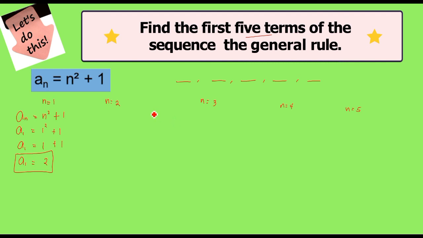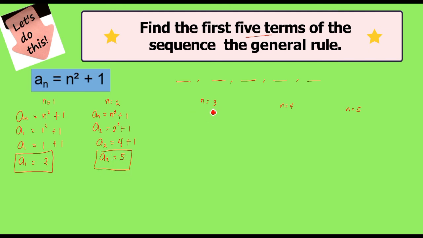Okay? Next, when n equals 2. So, given a sub n equals n squared plus 1. So, a sub 2 equals 2 squared plus 1. Ibig sabihin, 2 times 2. So, a sub 2 equals 4 plus 1. So, a sub 2 equals 4 plus 1 is 5.